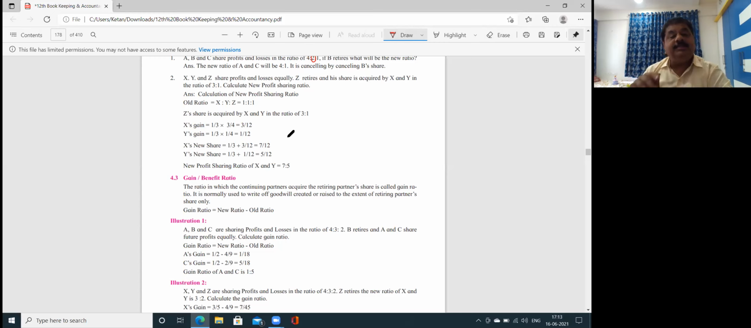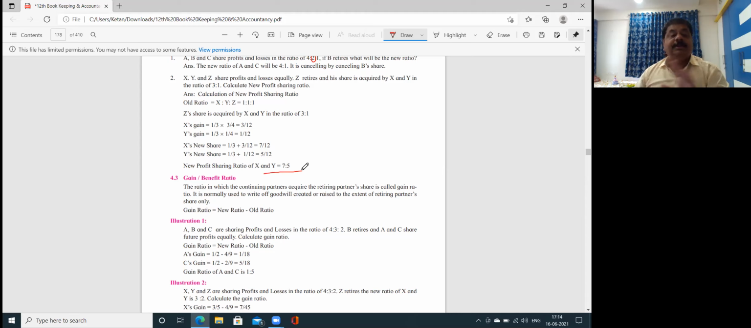So that is the gain or benefit they receive after the retirement of Mr. Z. But what is the new ratio? Now for X, to the old ratio you have to add the gain. So old ratio plus gain ratio is equal to new ratio. That is the formula. So for X, 1/3 plus 3/12, you get 7/12. And for Y, 1/3 plus 1/12, you get 5/12. So what is the new ratio? It is 7:5. This is the new ratio.